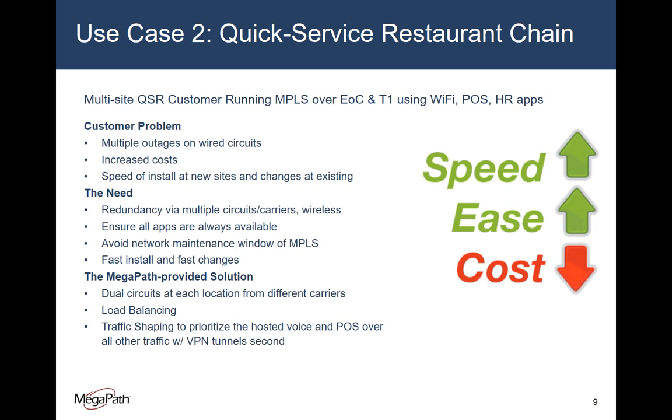And then, of course, they want fast installs, fast moves, adds, and changes, and they can have all of that with SD-WAN. So we're able to increase their redundancy posture using the most economical circuits with the best bandwidth possible. And again, those can be from different carriers. We have access at MegaPath to hundreds of network providers throughout the country. So you've got lots of options with MegaPath. We're load balancing, again, using both circuits all the time. And then, of course, we're still traffic shaping voice and point of sale, and everything that needs to go over the encrypted VPN tunnel is doing so. So great increased speed, increased ease of use, and lowered costs.